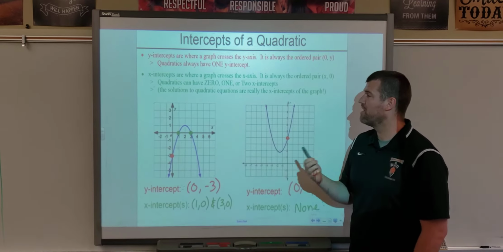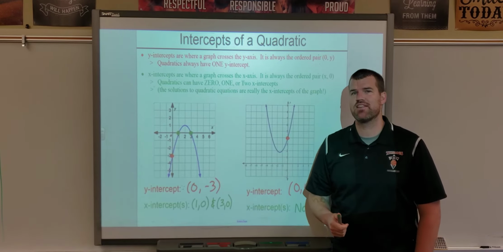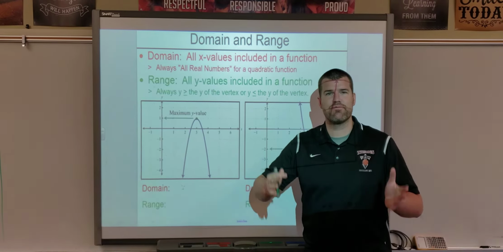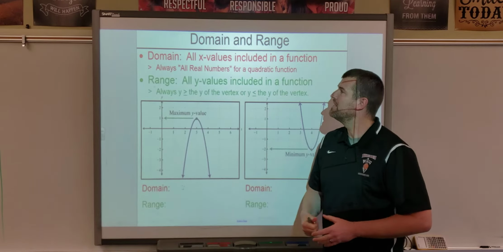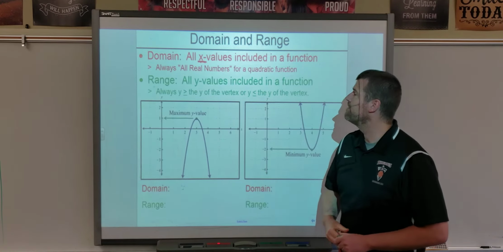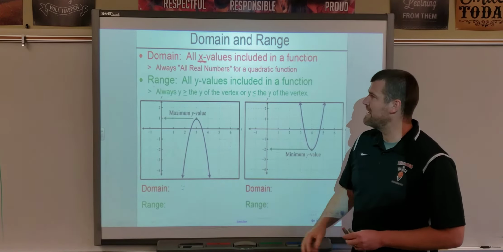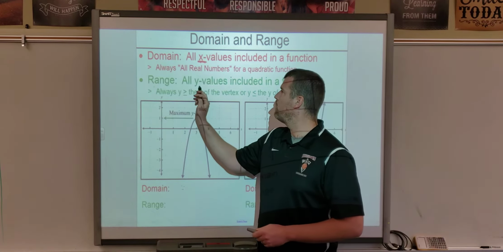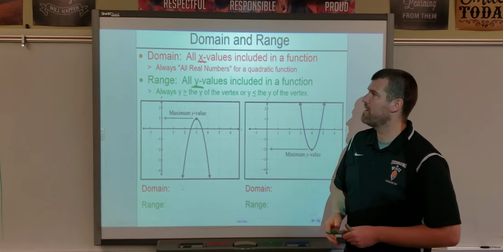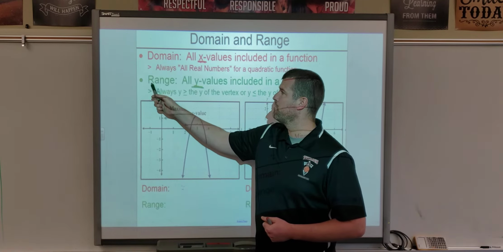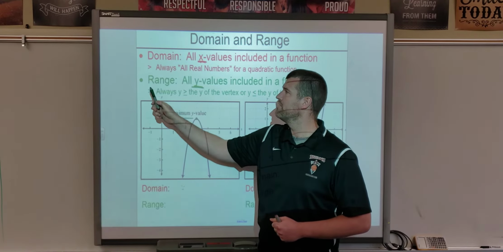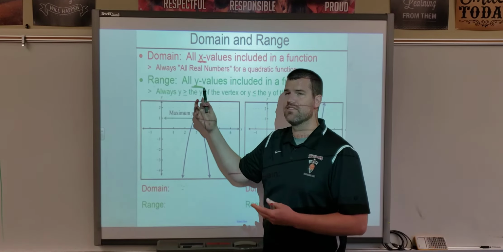Our other option will be to have one x-intercept, and we'll look at an example of that in a few minutes. All right, domain and range. This one always trips people up. I don't know why. I think it's really simple. Domain is simply all of your x values that are included in a function, and range is all of your y values in a function. So domain is x, range is y. You can think about that alphabetically. D comes before R, X comes before Y. So the two that come first, domain and X, and then the two that come second, range and Y, they go together.